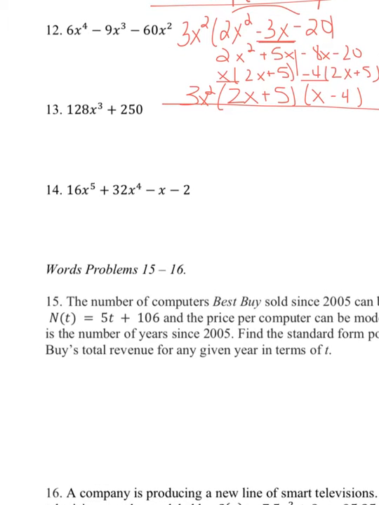For number 13, 128x to the third plus 250. I look to see for a GCF. Number 13 has a GCF of 2, so I'm going to take out a 2. And I am left with 64x to the third plus 125. 64 and 125 are on my perfect cubes list. And then x to the third, 3 is divisible by 3, so it's a perfect cube.